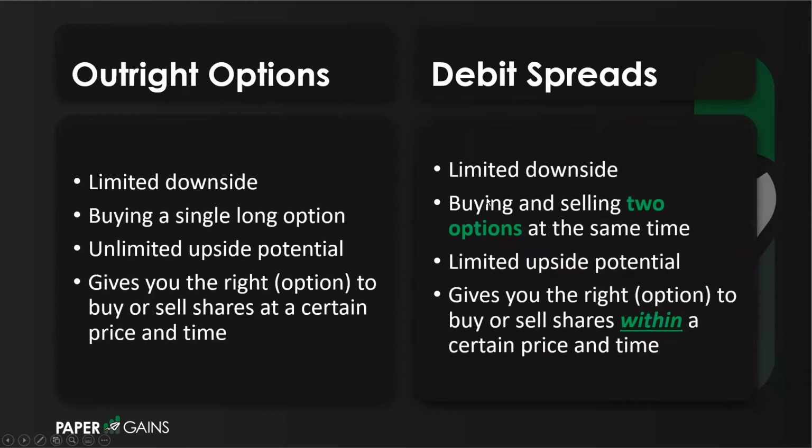So here's the real difference. By buying and selling two options at the same time, you actually limit your upside potential, and it gives you the ability to own the shares within a certain price and time. If you had a call option, you have the right to buy shares at a certain price at a certain time. If you have a spread, then you still have the right to buy the shares at a certain price at a certain time. But at the same time, you've sold the right to that right, but at a higher price.